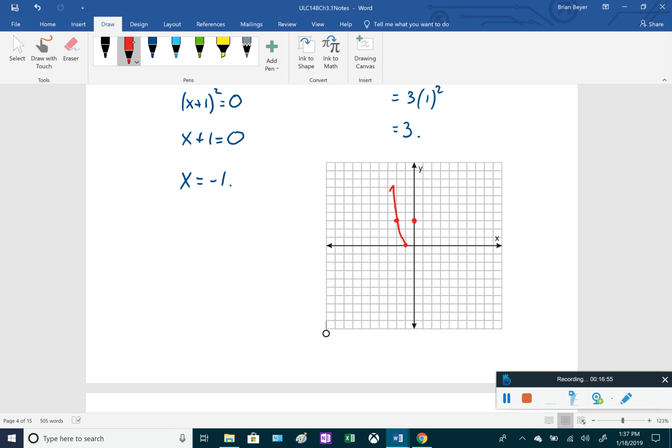Okay, and then just going to connect them and say good enough, and that is g of x. So this one is opening upward, so it has a minimum value at the vertex. And the axis of symmetry would be x equals negative 1.